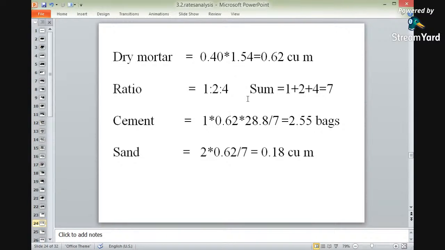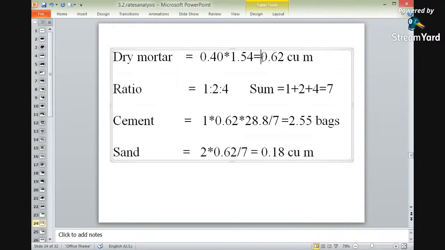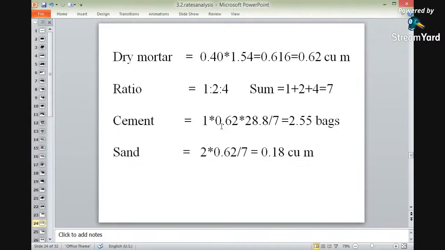So 0.4 multiplied by 1.54. So yes, 0.616. We have directly taken it as 0.62, but actually it is 0.616. So we have considered this as 0.62. Okay. So directly we have taken it as 0.62.